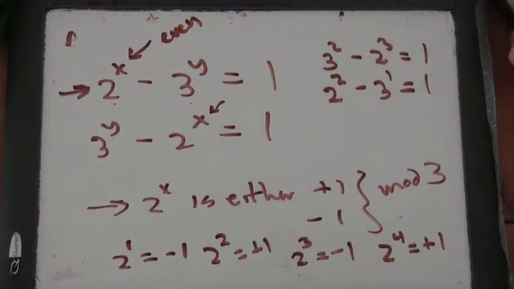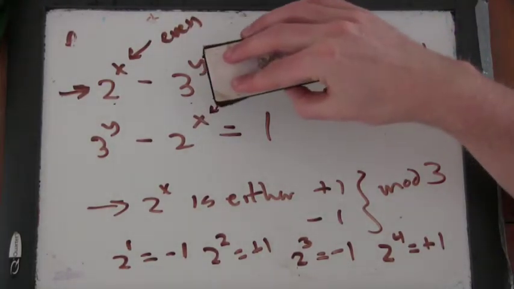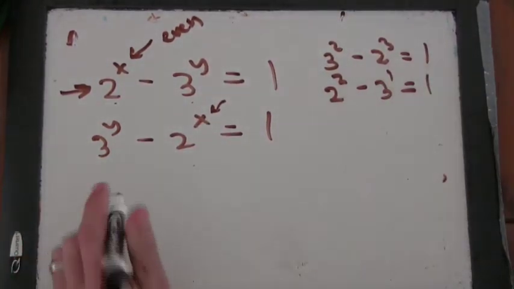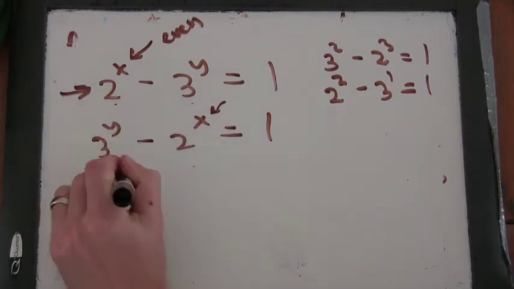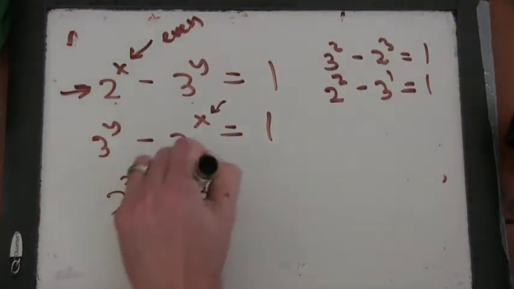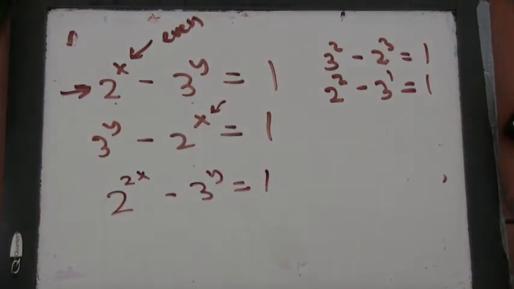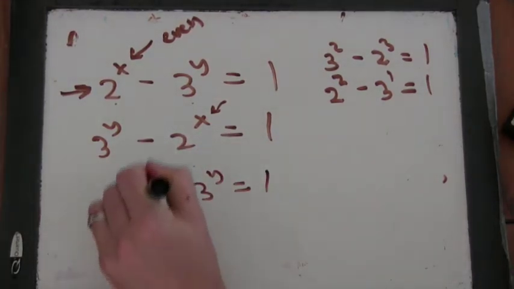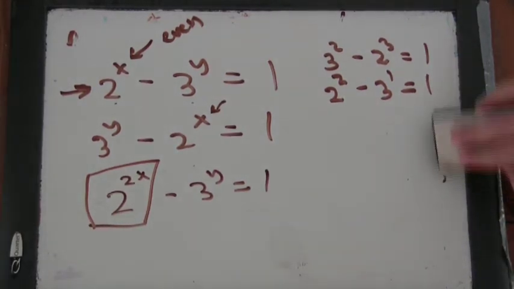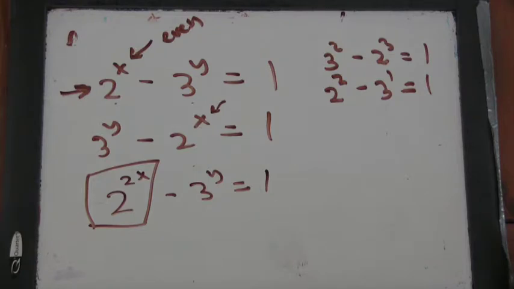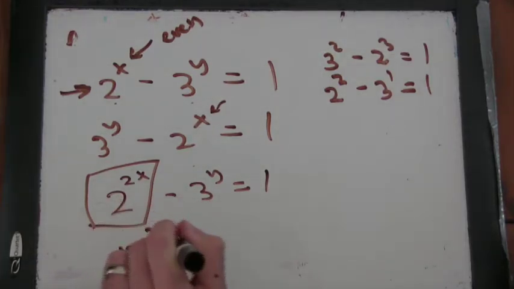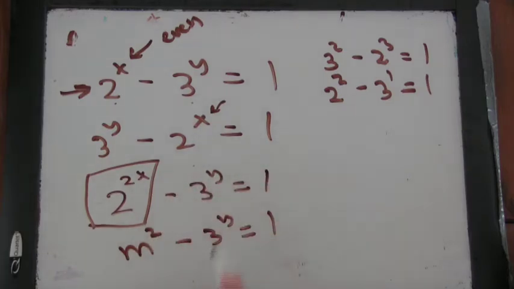Okay, so let's talk about this case, and then we'll move to the second case. If I have 2 to the x minus 3 to the y equals 1, what can we say about 2 to an even power? It's a perfect square. So I'm going to write this now as m squared minus 3 to the y equals 1.